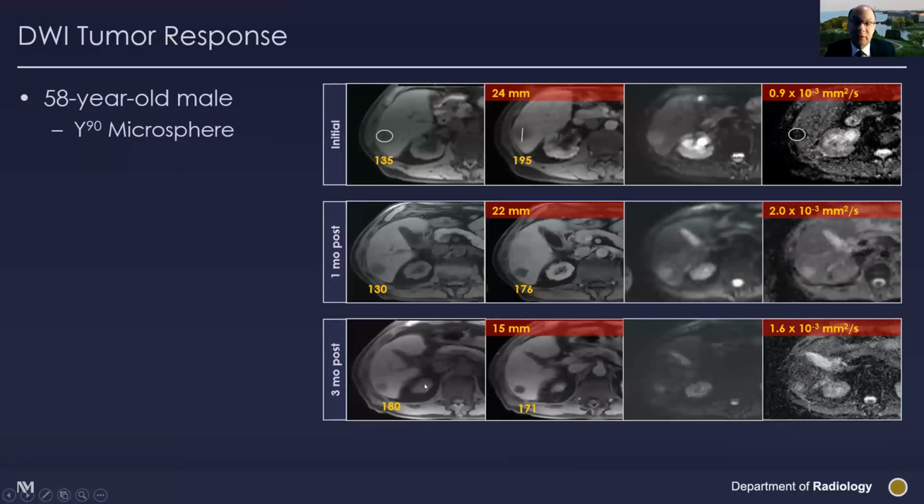It's only by the 3-month period where you can see that it's no longer enhancing, it's necrotic. And now the size clearly has gone a lot smaller, from 24 millimeters to 15 millimeters. And the ADC actually went down a little bit, but it's certainly higher than it was before. And it's bright on the ADC map, while before it was dark on the ADC map.